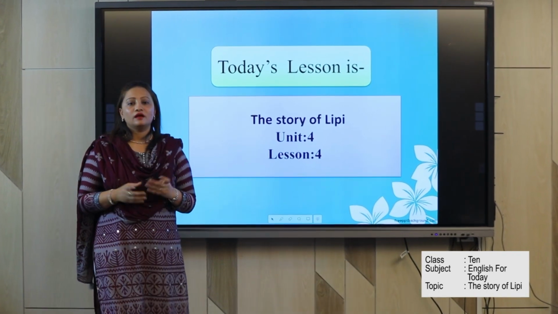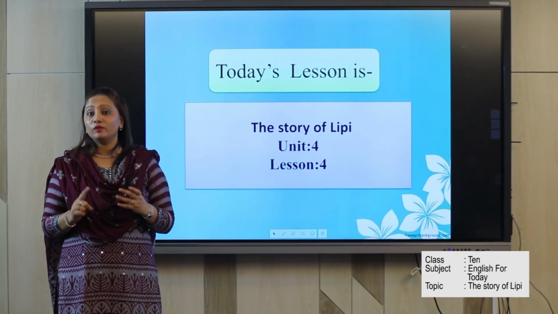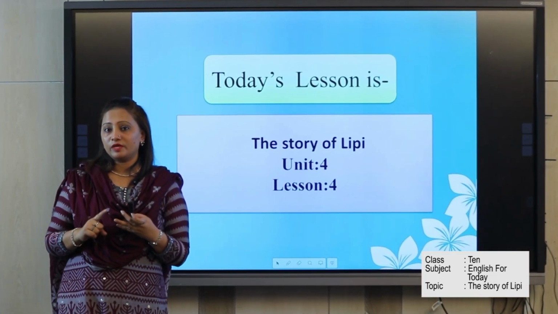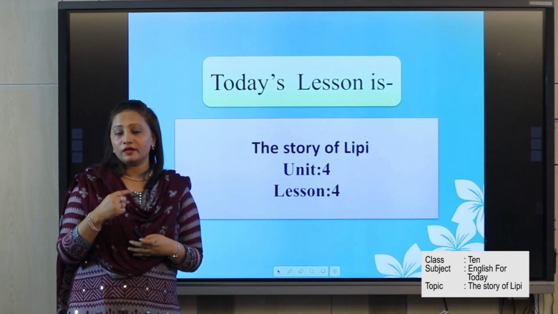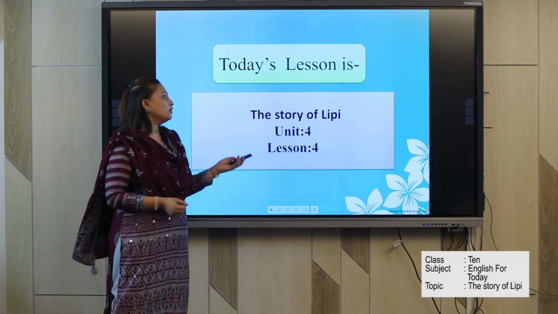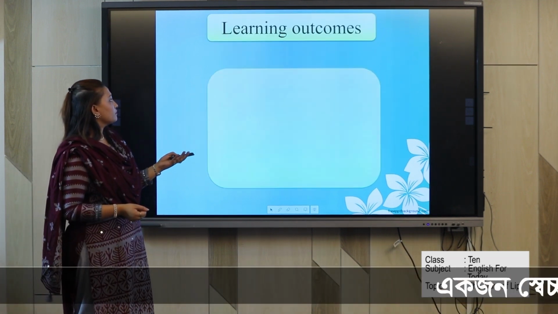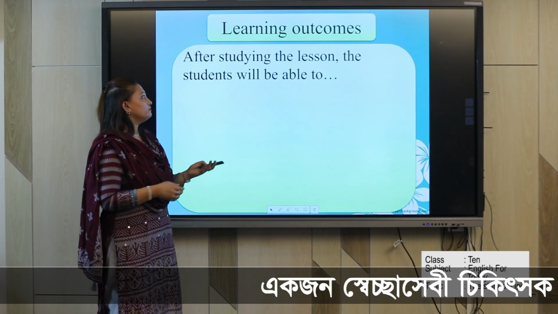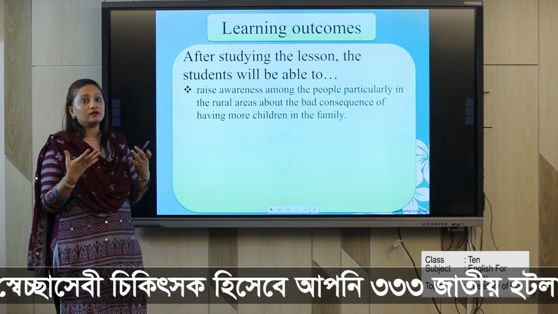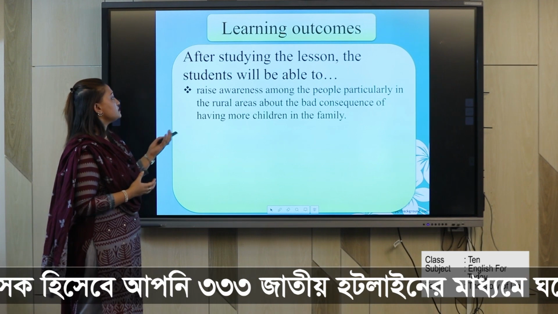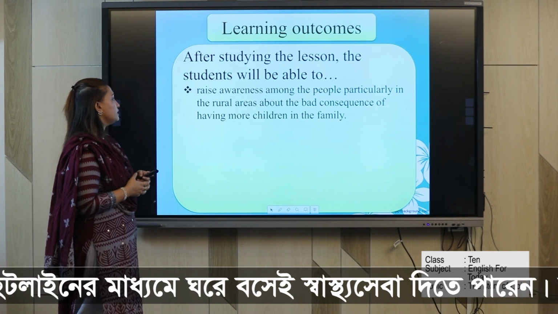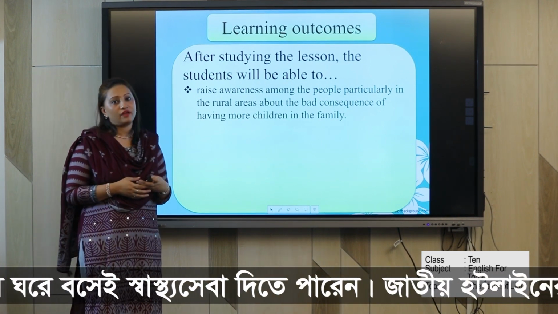And you need to know, what is the name of our unit? Are we aware? That means amra ki socheton. So there are lots of topics we read already, about our awareness or unawareness related to our daily life, and this is also one of them. Okay, so after completing the lesson, what are we able to read or write, our learning outcomes? What is our learning outcomes? Raise awareness among the people, particularly in the rural areas, about the bad consequence of having more children in the family.